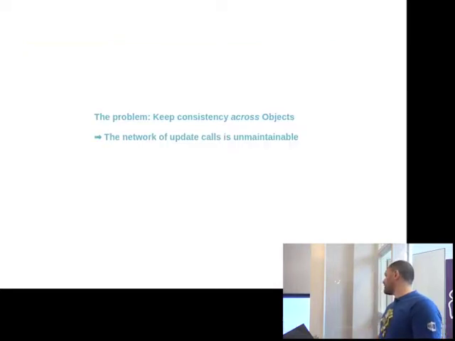So the problem is that while the objects themselves are really good at keeping their internal state consistent, keeping the whole state of our page across objects consistent is difficult. Each object has to call other objects to tell them to update, and all the way around in the flow that we saw before. And this network of update calls, even in simple cases, becomes very quickly unmaintainable.